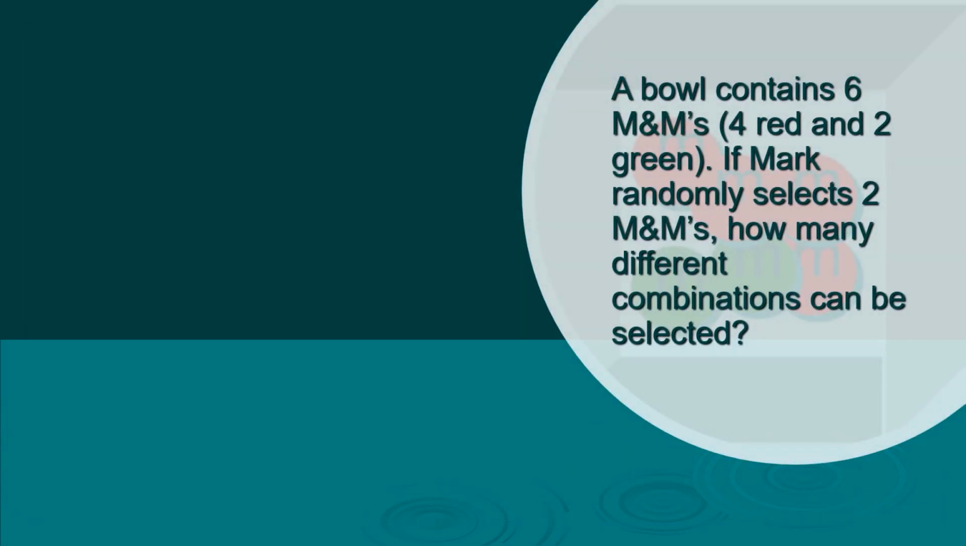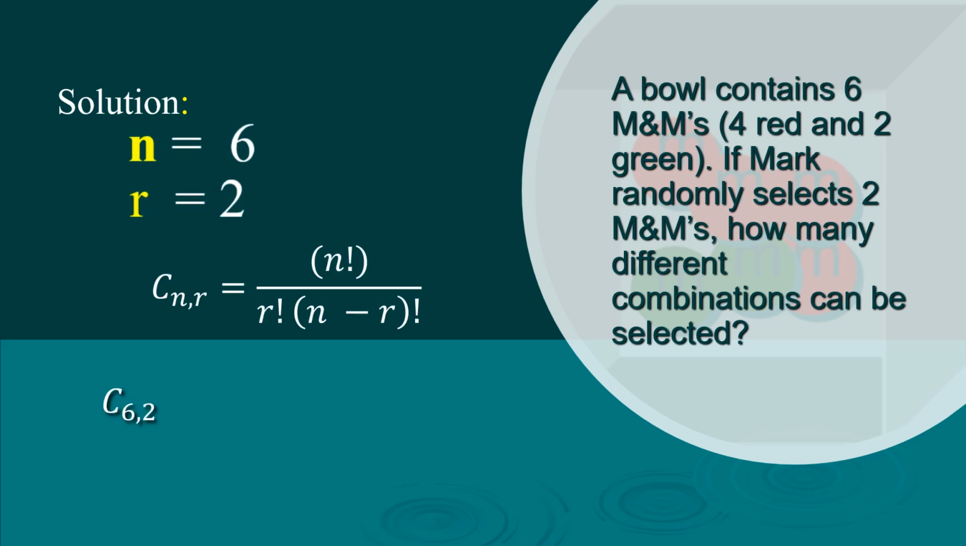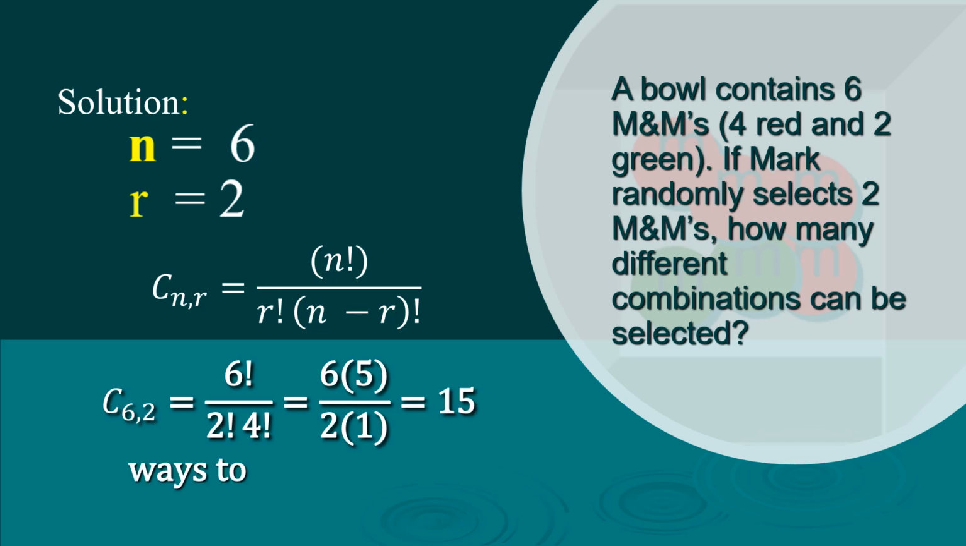The next example states that a bowl contains 6 M&Ms, 4 reds and 2 greens. If Mark randomly selects 2 M&Ms, how many different combinations can be selected? Again, order does not matter. There are 6 M&Ms, so n equals 6. With Mark selecting 2, r equals 2. And substituting the values in the equation, we are getting 15 ways to choose 2 M&Ms.